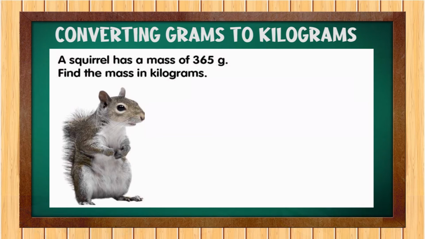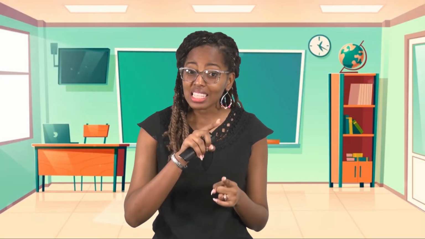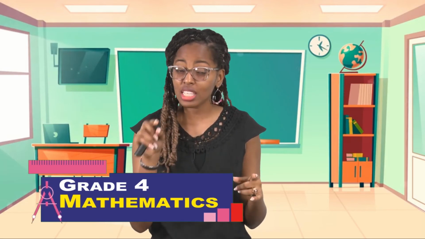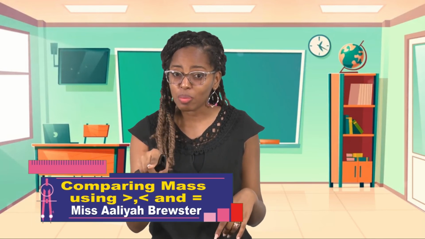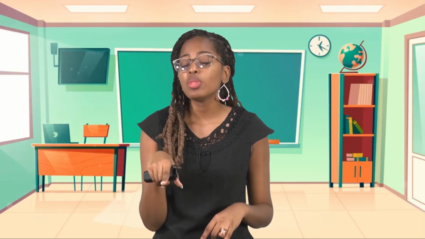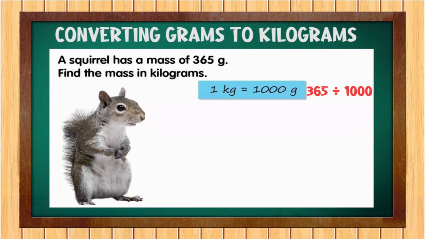Example 3. A squirrel has a mass of 365 grams. Find the mass in kilograms. To do this, we're going to simply take the decimal point. And I hope you know this, boys and girls, every whole number has a decimal point at the end or at the back of it. Whether or not it is written in, it is there. So, to convert 365 grams into kilograms, we're simply going to divide that number by 1,000.